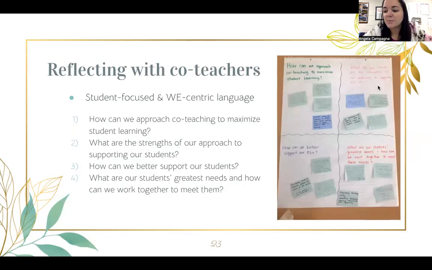Another great way to build relationships with colleagues is co-reflecting with them. Keep those reflections student-focused and use that we-centric language. Here are a few questions that we had on our anchor chart, and then we placed our sticky notes to reflect and think on them. As I mentioned before, you don't need to be BFFs with your colleagues, but having these professional collaborative working relationships that are student-centered is key. Making space for these kinds of conversations is really helpful to establish that.